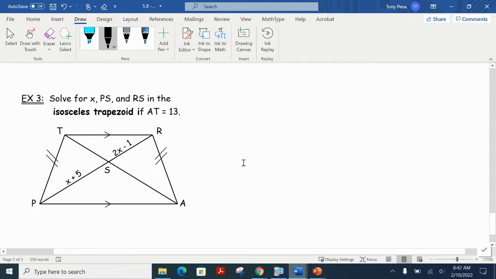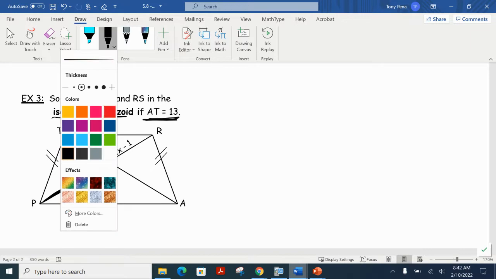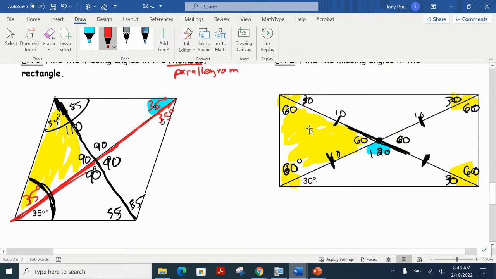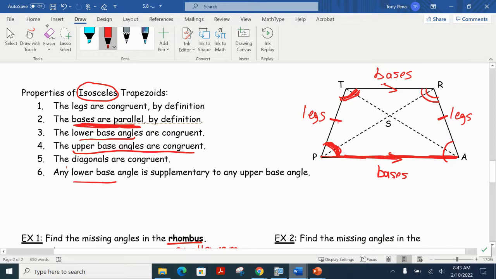It says solve for PS. So that is this side right here. That's what we're looking for. And RS, if this is an isosceles trapezoid. Then I tell you that A to T is 13. So I'm actually giving you this one as 13, and then we're talking about the other diagonal. As we look at that one, go to your isosceles trapezoid rules and reference these.